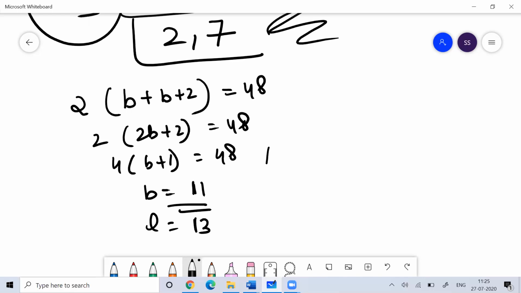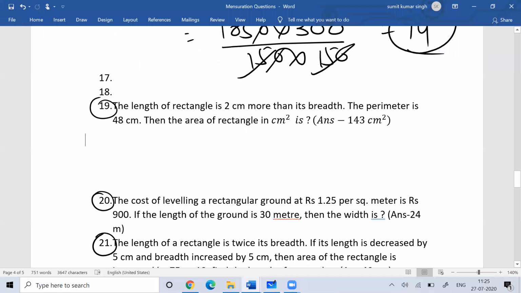So what is the area? Area would be length into breadth. So 11 into 13, that is 143. So the area would be 143. Then the next question.